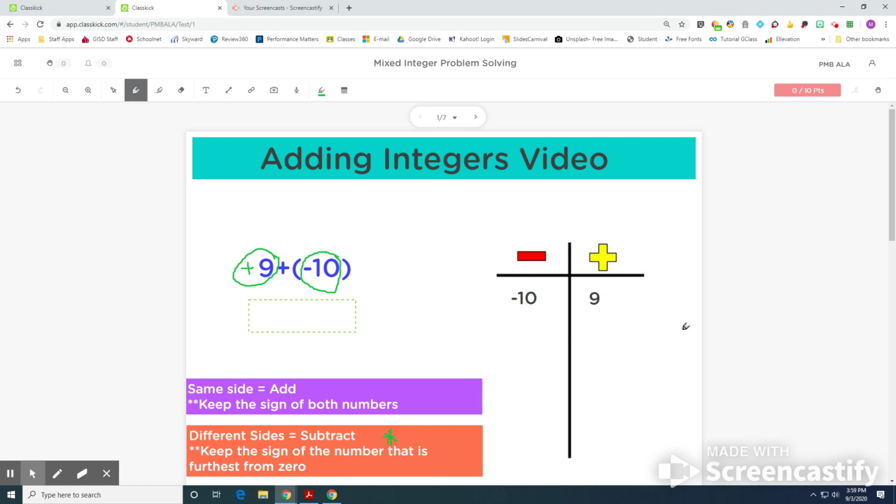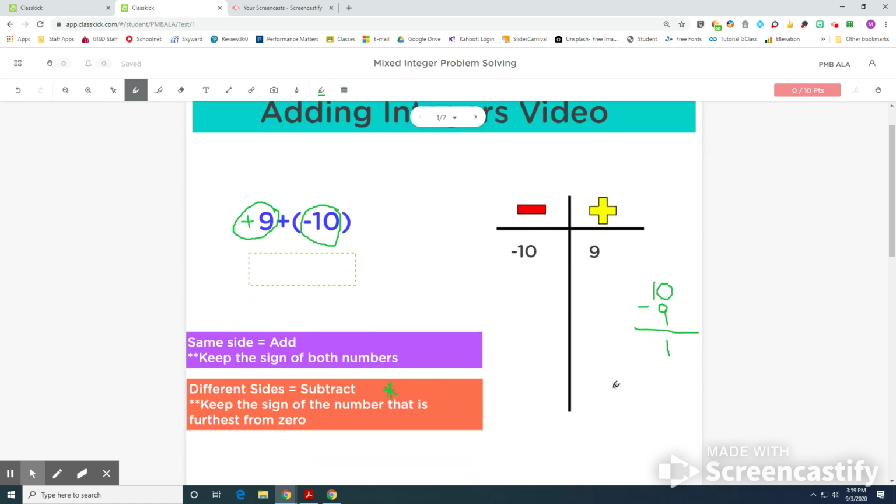But first, let's subtract. And we're going to subtract as if both numbers are positive. You know, they're not, but we're just going to pretend for a second. So 10 minus 9, easy, that's positive 1. You probably didn't even need to write that down. So, and I'm going to put this answer at the bottom, but we're still not done because we remember you have that last rule that says keep the sign of the number furthest from 0.